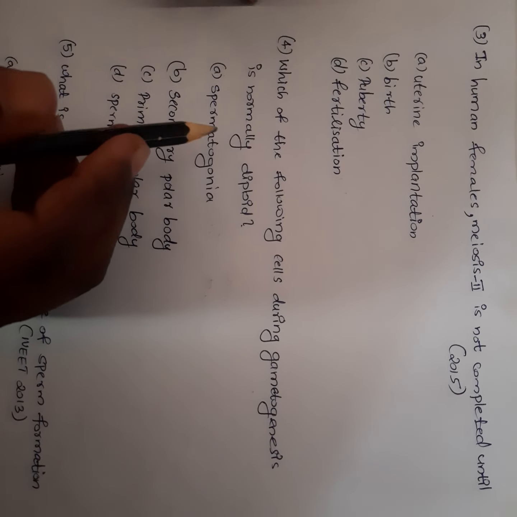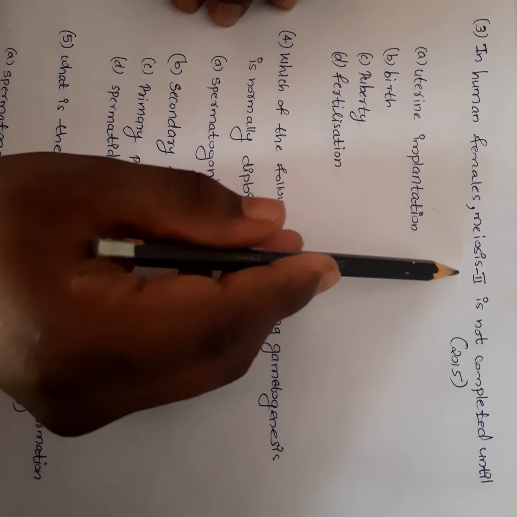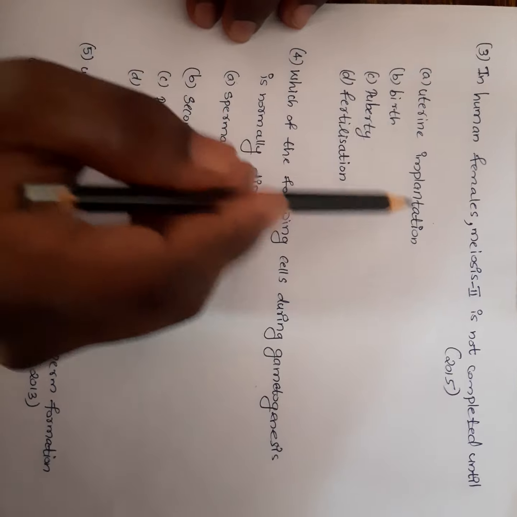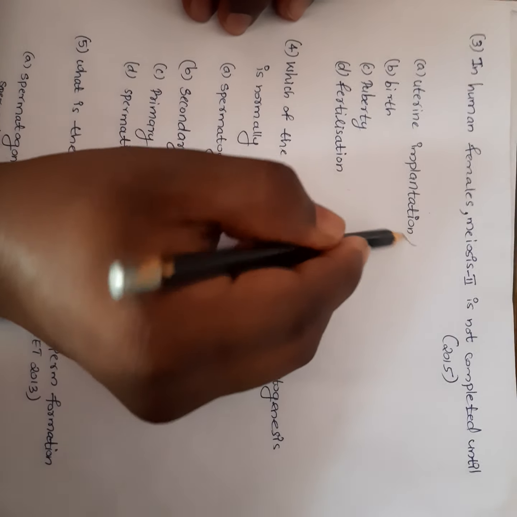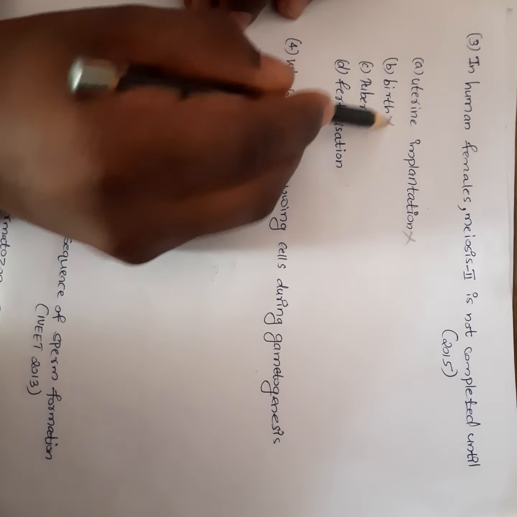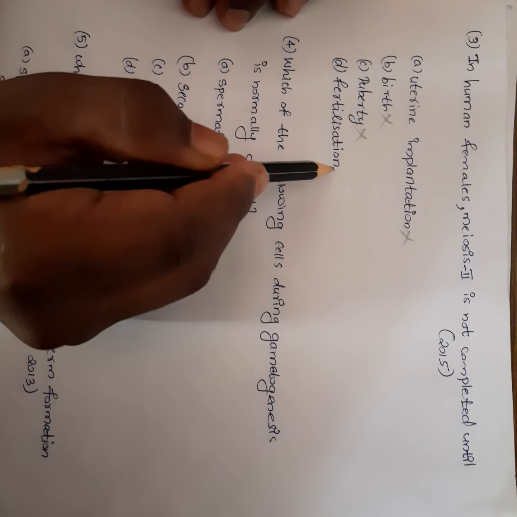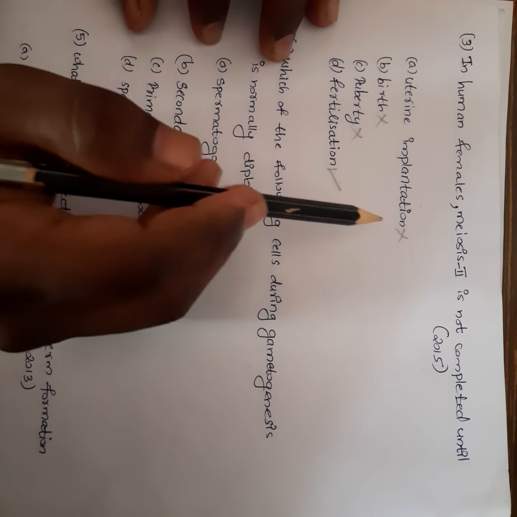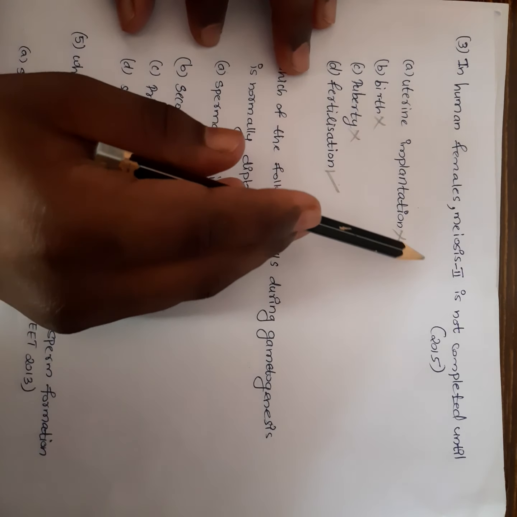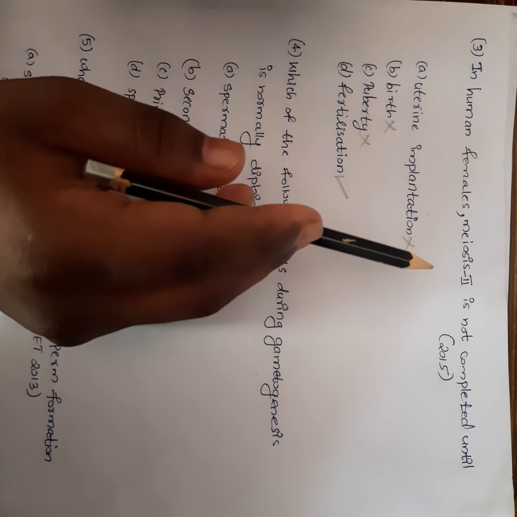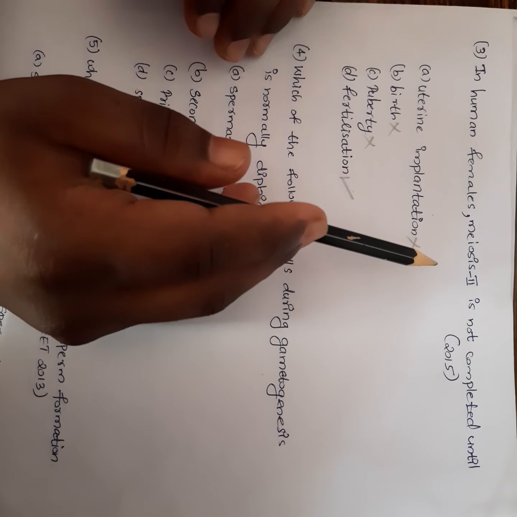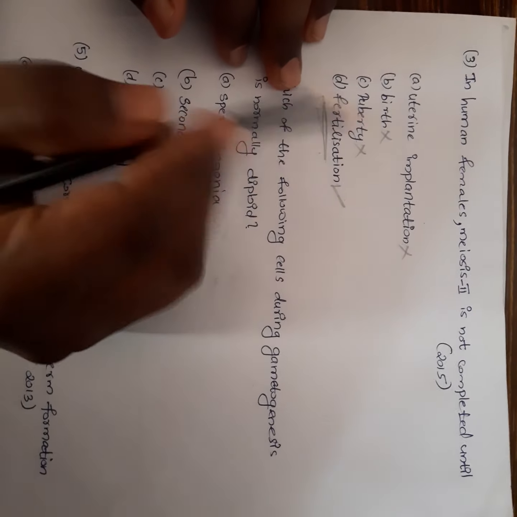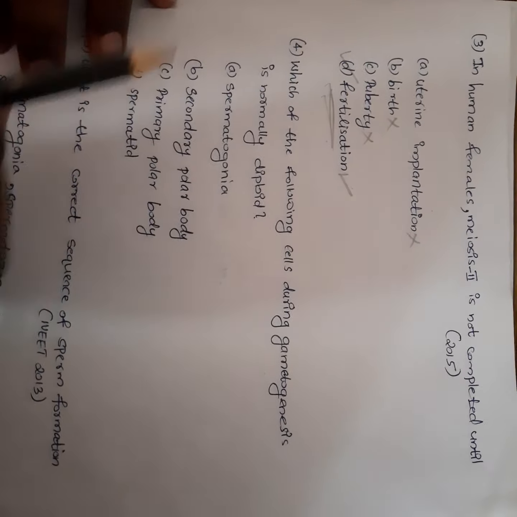Next one, the third question. In human females, meiosis 2 is not completed until. I'm taking the first option, uterine implantation. That is incorrect, right? Birth, that is also incorrect. Puberty, incorrect. Then fertilization. That is correct compared to the other options. Actually, meiosis 2 is completed just before fertilization, right? But fertilization is relatively the best compared to the other options. So option D is the answer.